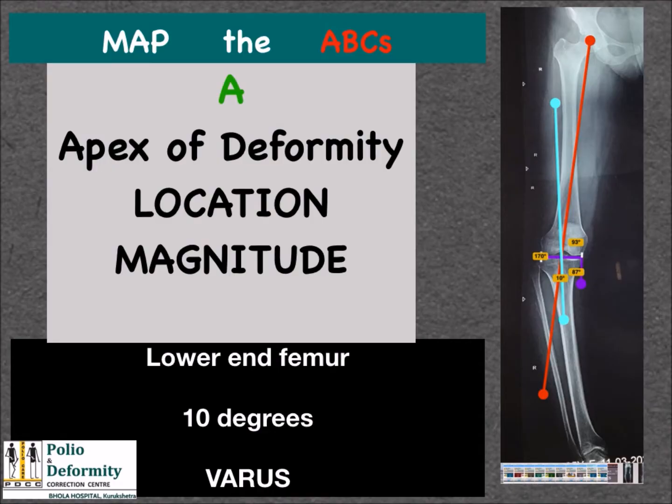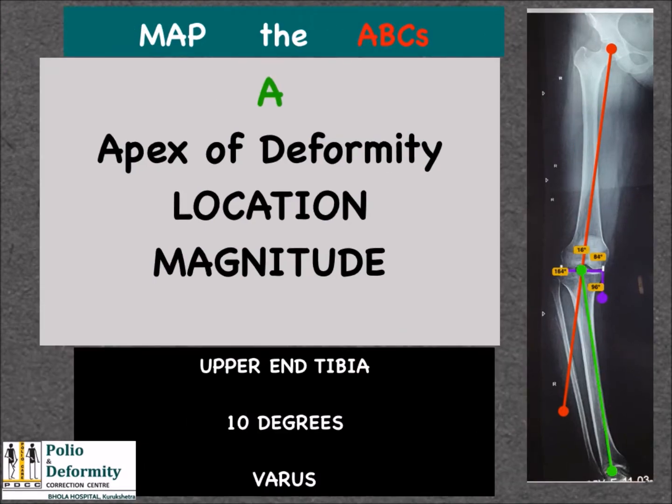Then we come to the ABC, map the ABC. First is A. Where is the apex or the location? And what is the magnitude? The deformity is at the lower end of the femur. It is 10 degree in magnitude, 10 degree varus. It is just an articular deformity. Upper end of the tibia, again 10 degree varus. It is just an articular deformity.